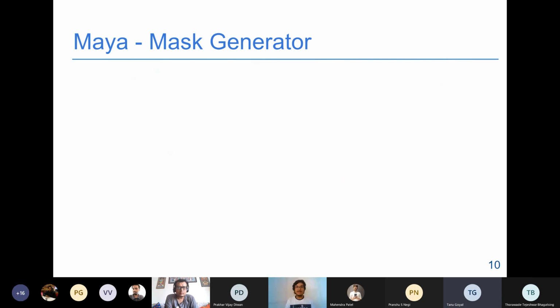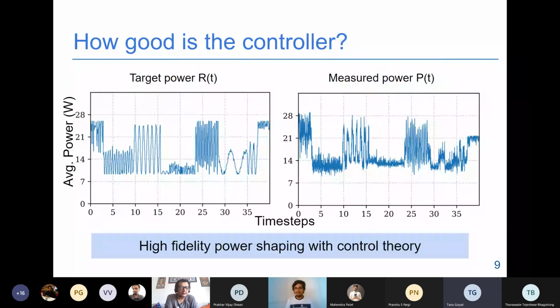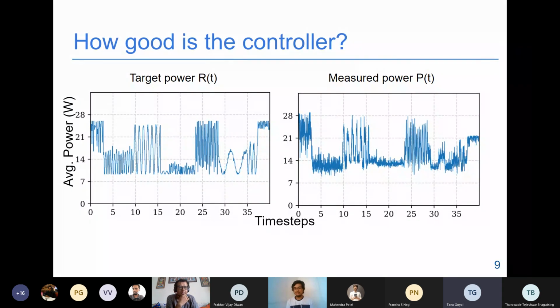Now coming to the mask generator. Rishi, question. Go back to the previous slide. What was the target requirement here, in terms of the power distribution? The target was this left plot. But how do you get this target distribution? That we will come to in the next part, which is the mask generator.